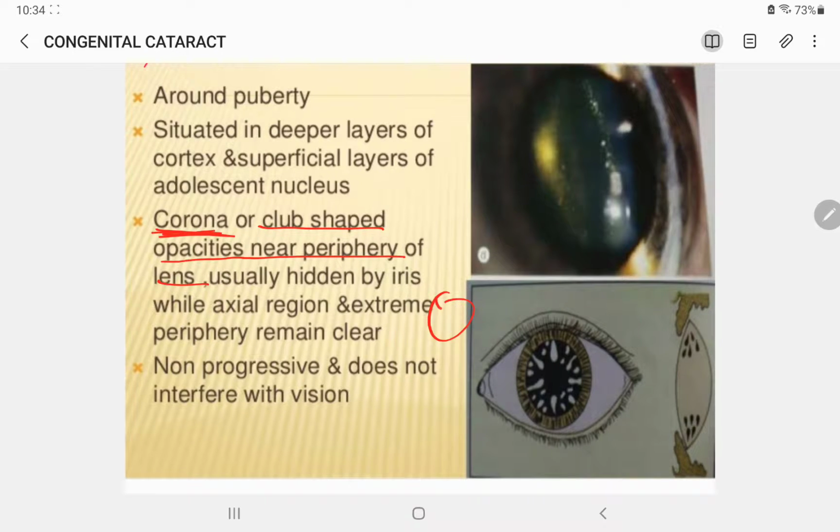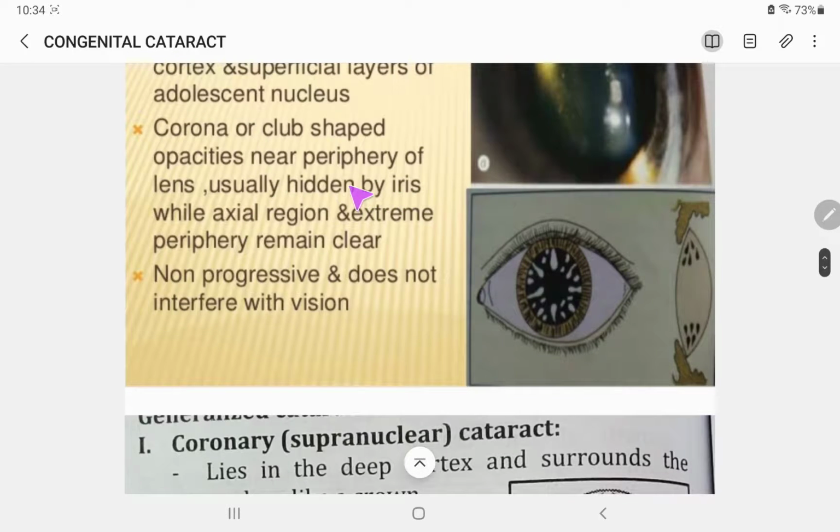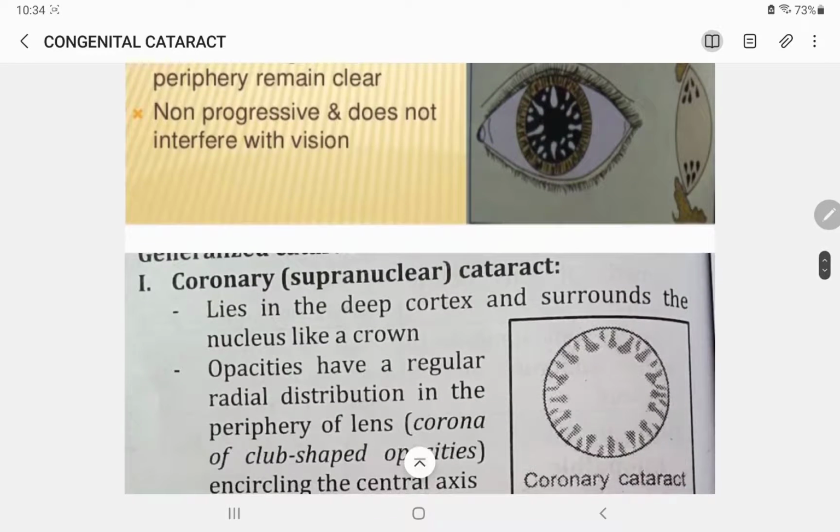Periphery of the lens, what is it like? Club shaped. We can see that club shape here, and it is usually hidden by the iris, while the axial region and extreme periphery remain clear. So the work of hiding it is done by the iris. It is non-progressive and does not interfere with vision. So coronary cataract does not actually interfere with vision.